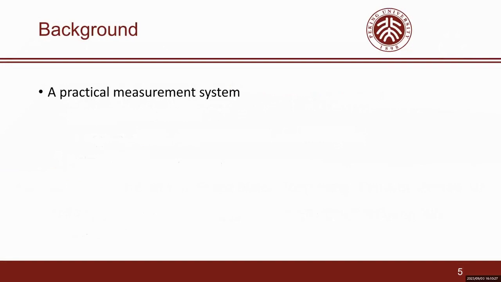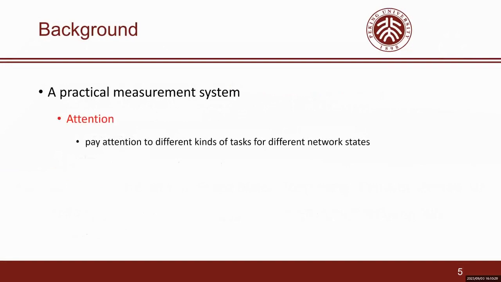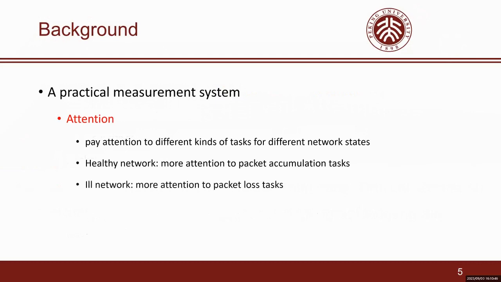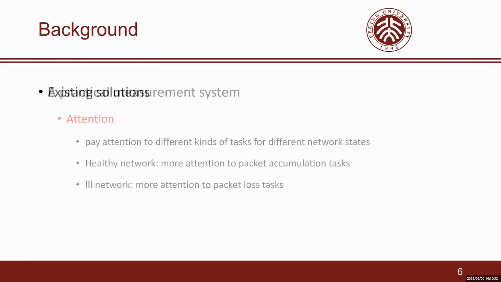Further, given the variable network state, the system should meet the attention requirement that the system should pay different attention to different kinds of tasks for different network states. When network state is healthy and there are only few packet losses in the network, the system should pay more attention, for instance, allocate more memory to packet accumulation tasks. When network state is ill and there are lots of packet losses in the network, the system should pay more attention to packet loss tasks to help diagnose network faults.